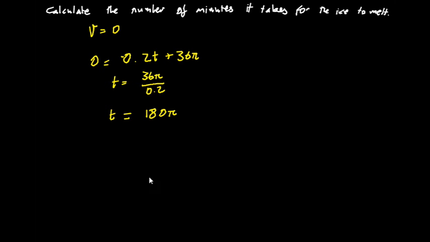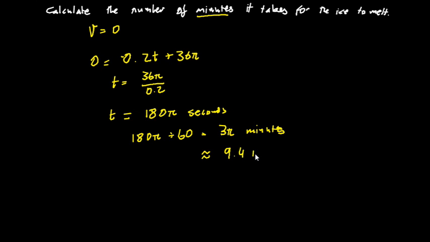Divide this by 60 to convert to minutes. So this is in seconds. Need to work out in minutes. So 180 pi divided by 60 is going to be 3 pi minutes. And using a calculator to find one decimal place, we will find that it's roughly 9.4 minutes.